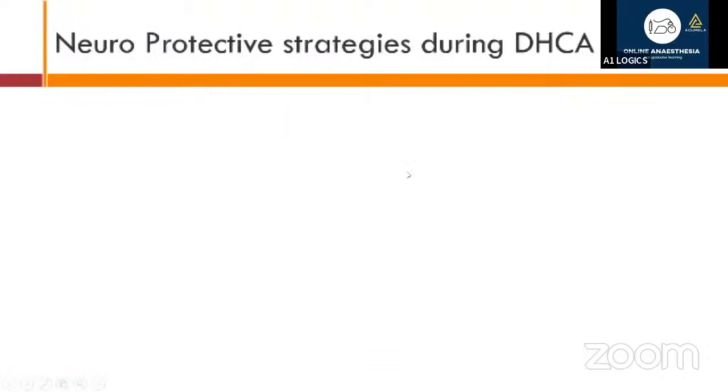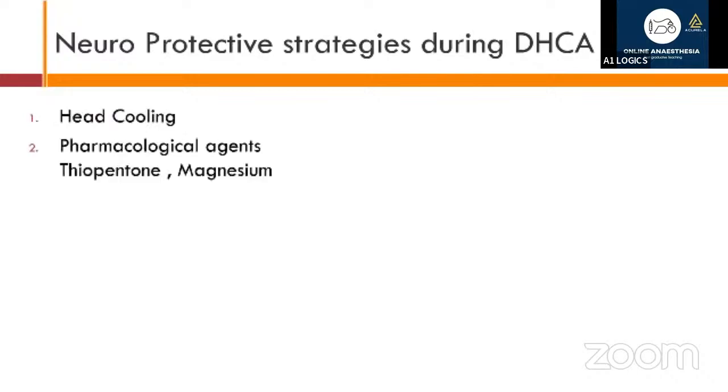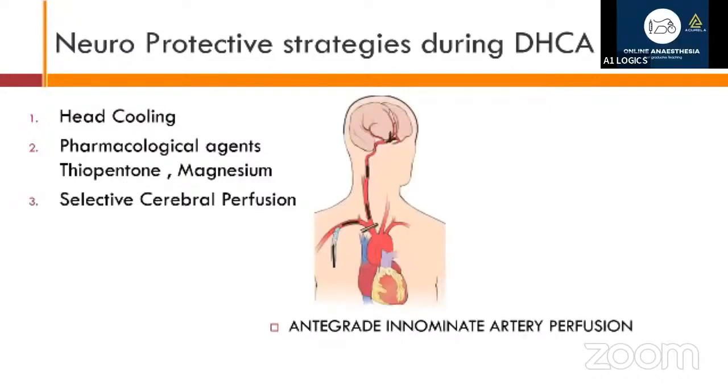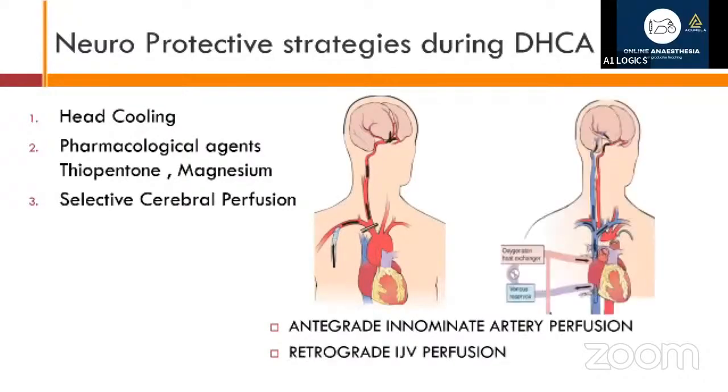But the only organ which needs maintenance is the brain. So how to neuroprotect? That is done by head cooling, pharmacological agents like thiopentone and magnesium. You can also do a selective cerebral perfusion through either the innominate artery or retrogradely through the IJV. Give oxygen. You have to keep giving oxygenated blood into the brain.